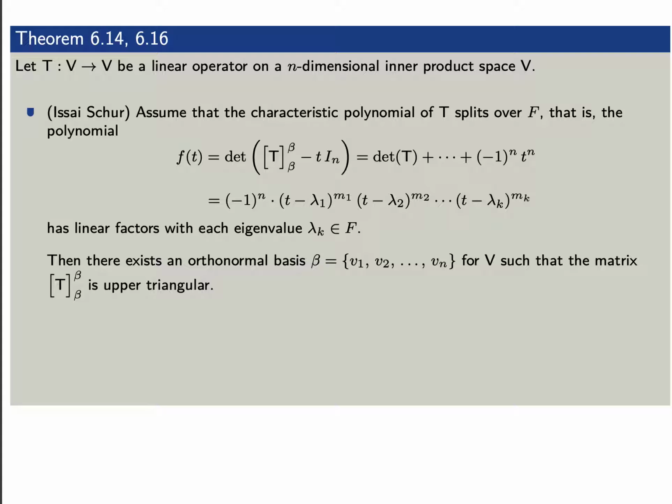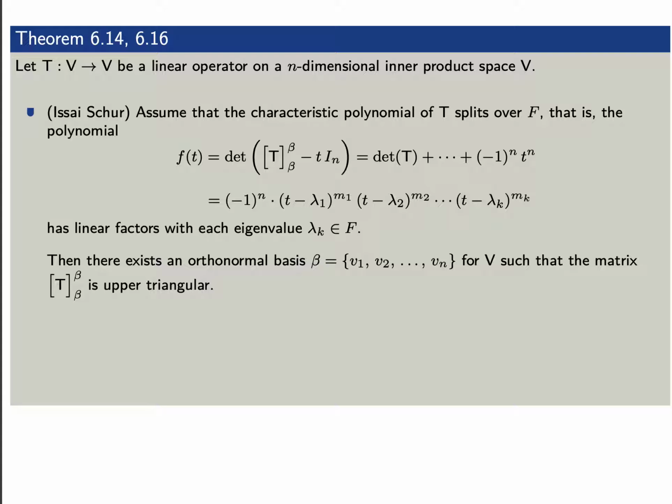That is, the characteristic polynomial factors as linear factors where we have eigenvalues in the field F. Then there exists an orthonormal basis beta for V such that the matrix representation of T with respect to beta is upper triangular. Here, please remember that we are not assuming F is the complex numbers. Indeed, the fundamental theorem of algebra states that if F is the complex numbers, then this statement is always true. That is, f of t always factors into linear factors.